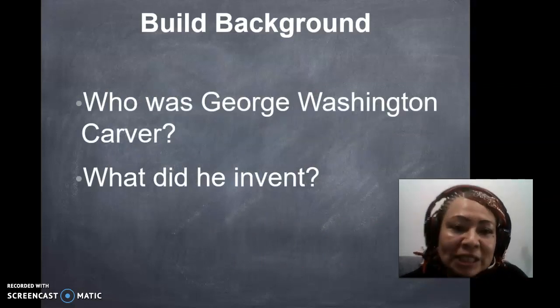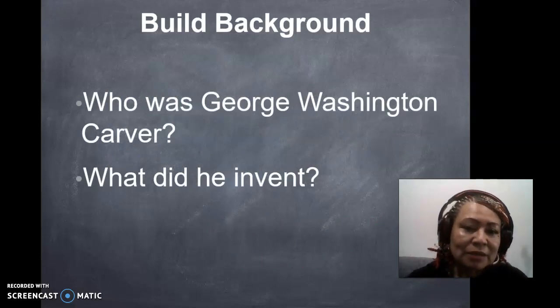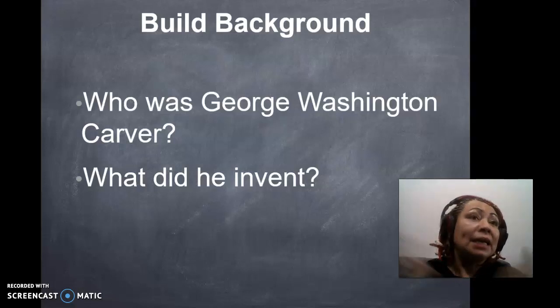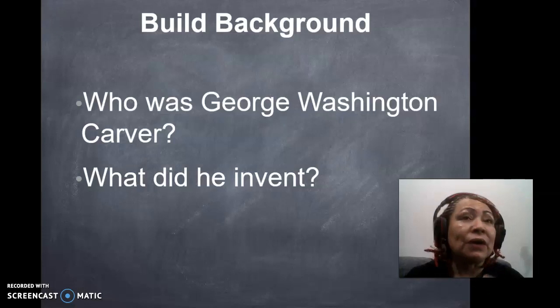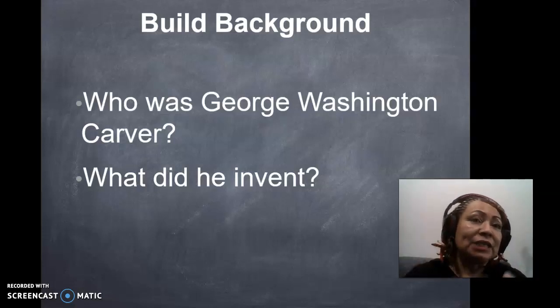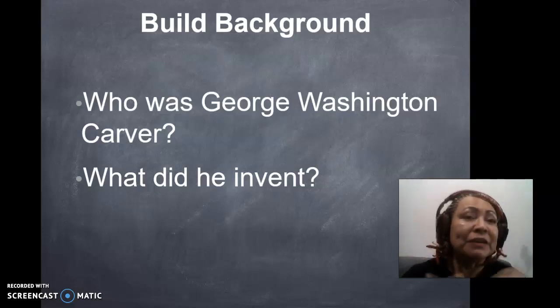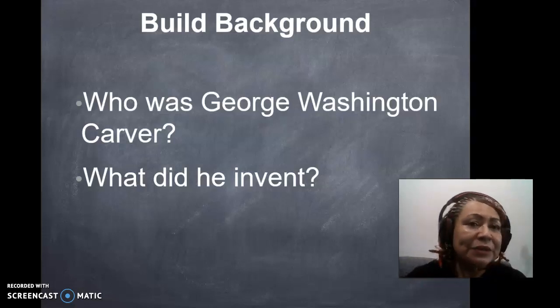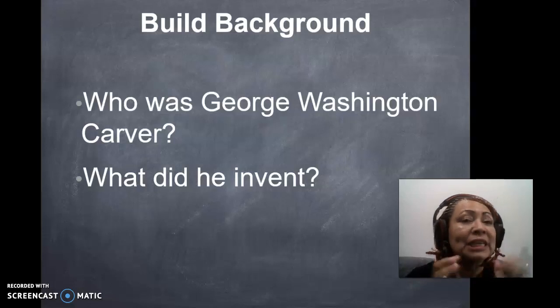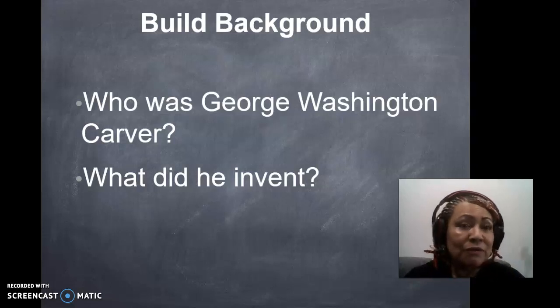Okay, I want to go back to this one. Who was George Washington Carver? Okay, we don't know yet what he invented, but we know that he was a very curious boy. He lived and took care of a garden until he was 10 years old. We know that he moved from city to city, doing different jobs that would help him take care of himself so he could continue learning. And we know that he was 30 years old when he had enough money to go to university.